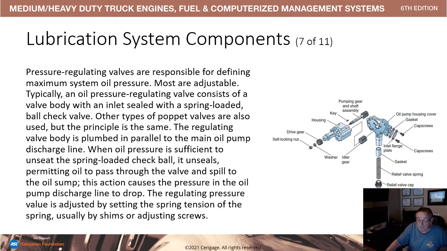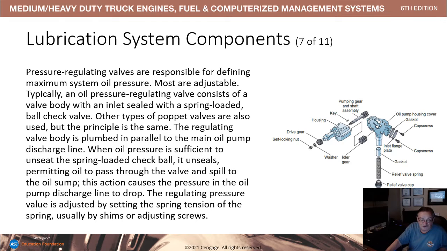Lubrication system components. Pressure regulating valves are responsible for defining the maximum system oil pressure. Most are adjustable. Typically, an oil pressure regulating valve consists of a valve body with an inlet sealed by a spring-loaded ball check valve. Other types of poppet valves are also used, but the principle is the same. The valve body is plumbed in parallel to the main oil pump discharge line.